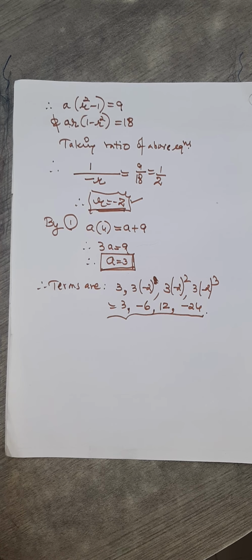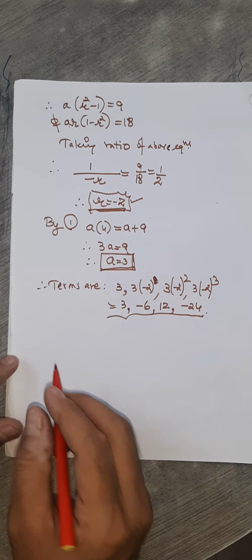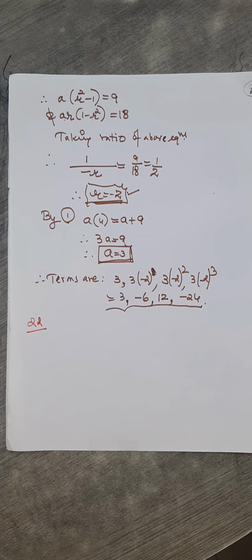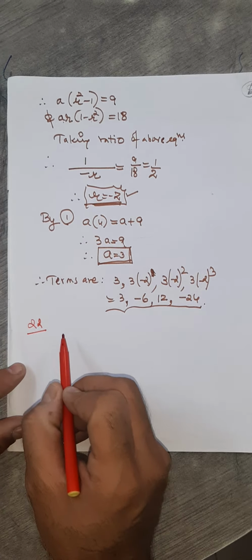What about the next question? 22. We had such a question earlier, so let me do that here, at least the beginning. Question number 22. We had the same question in AP. See what is given to you. Small a, b, c are the pth, qth and rth terms of a geometric progression. Then prove this equals 1.